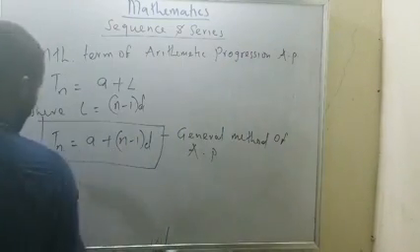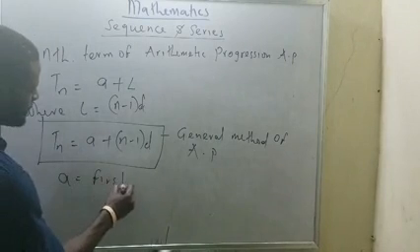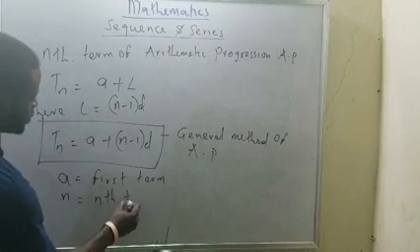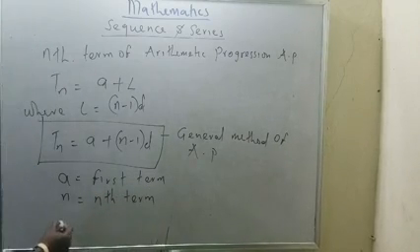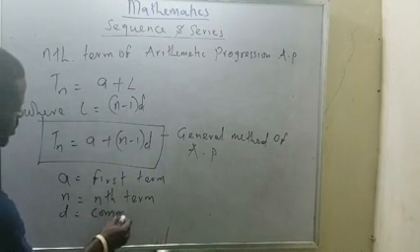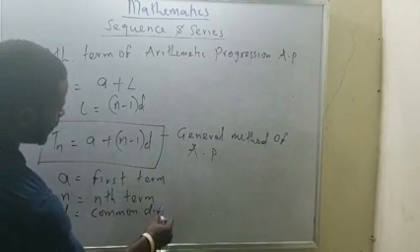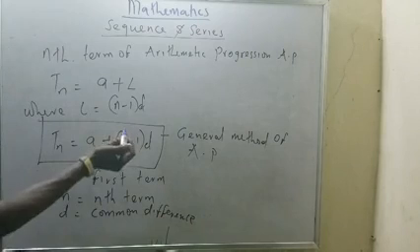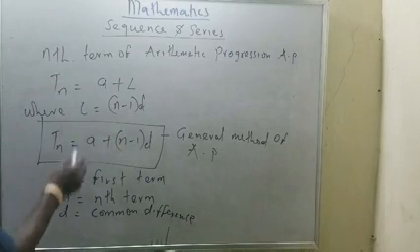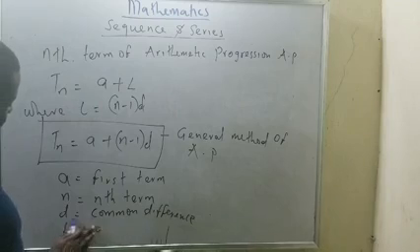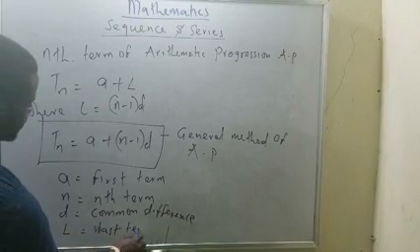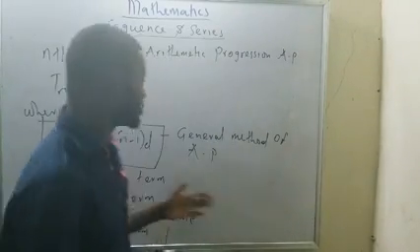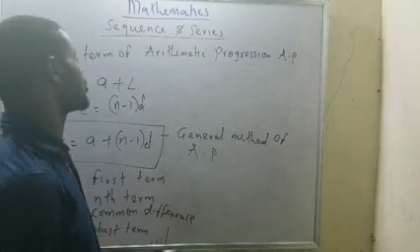Okay, let's quickly define it. My a is the first term. My n is my nth term. My d is my common difference. My L is my last term. That is all this means. Now you must learn to interpret all this because it will come in the form of word problems.